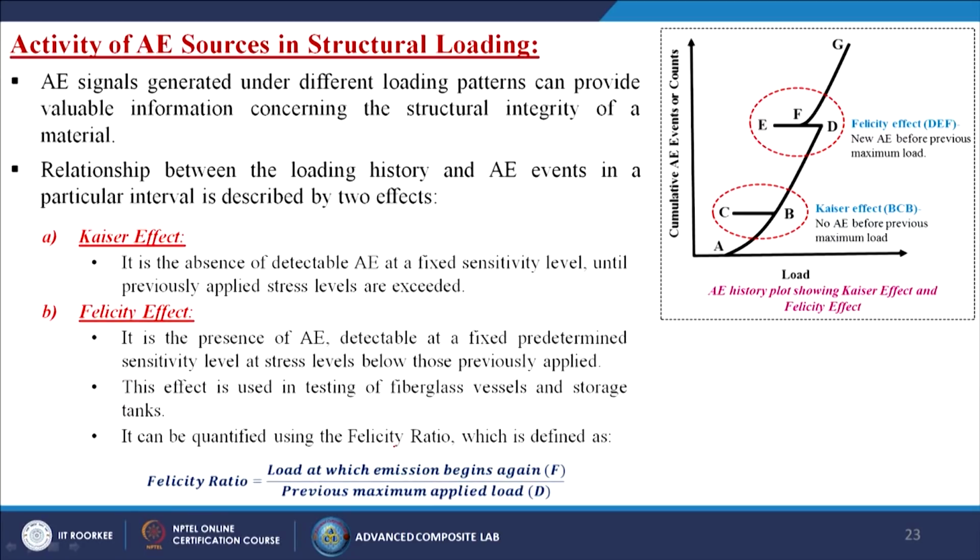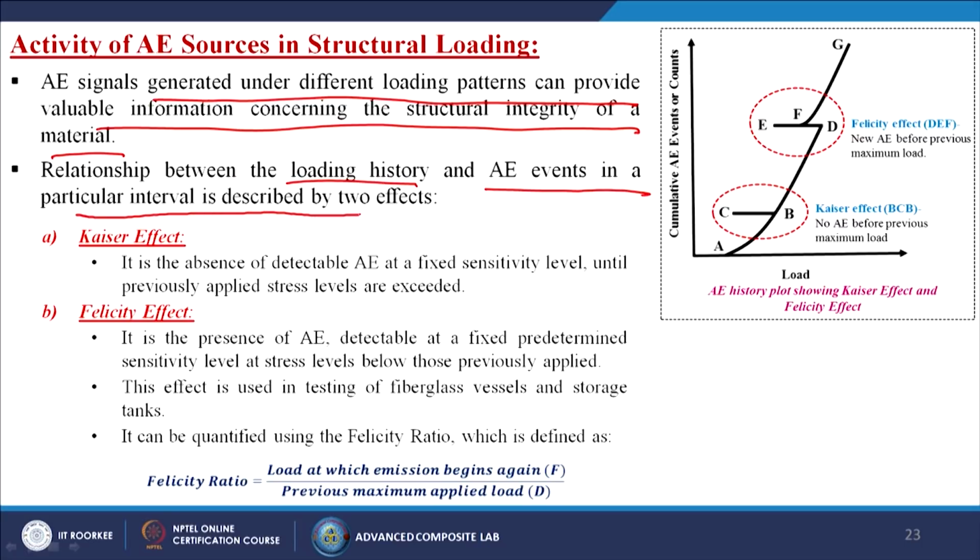Activity of AE source in the structural loading. AE signals generated under different loading patterns can provide valuable information concerning the structural integrity of a material itself. The relationship between the loading history and the AE events in particular intervals is described by two effects. One is called the Kaiser effect, or BCB, and another is called the Felicity effect, that is the DEF point. In this case, BCB is the Kaiser effect, no AE before previous maximum load, and Felicity effect DEF, new AE before previous maximum load.